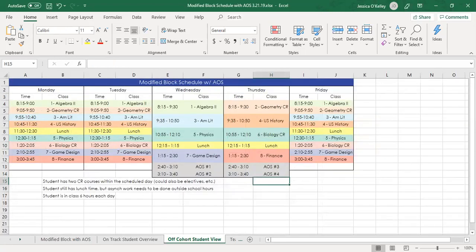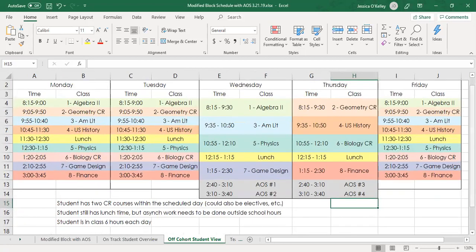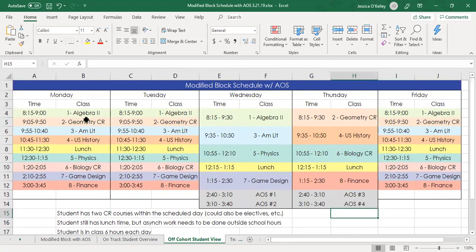So this kid is a student who's off cohort. This is a junior who has fallen behind in some of their classes and needs a little bit of extra instruction. So this kid has Algebra 2 first period, but then second period, they have geometry credit recovery. So they failed geometry as a 10th grader. Now they're repeating it in credit recovery. They have American Lit third, which is their on-pace class. U.S. History is their social studies class for their junior year.